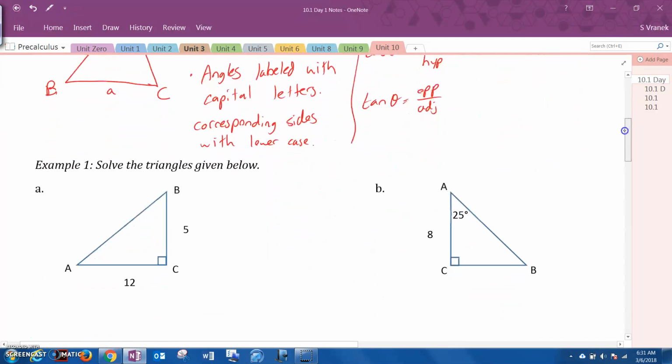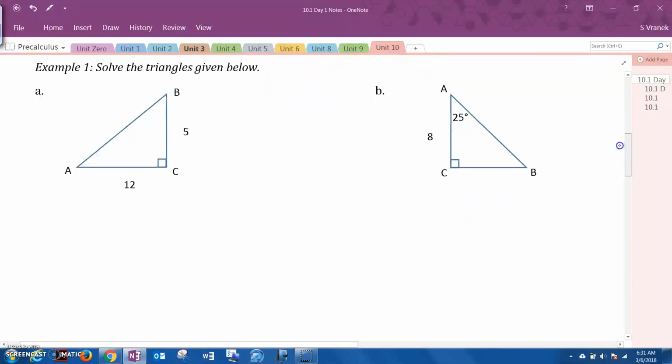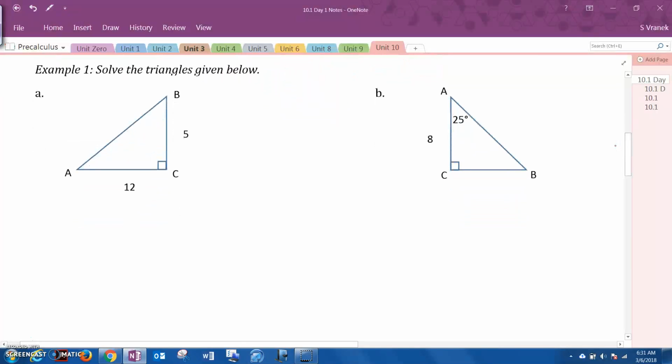So here we're going to review how to solve the triangles. I gave you two triangles, and we need to solve them, which means I want all the information. I want all three sides and all three angles. The first thing I notice is that there are two sides. So right away, I can get little c by using the Pythagorean theorem. You should just know that one. You get c is 13. So I found little c.